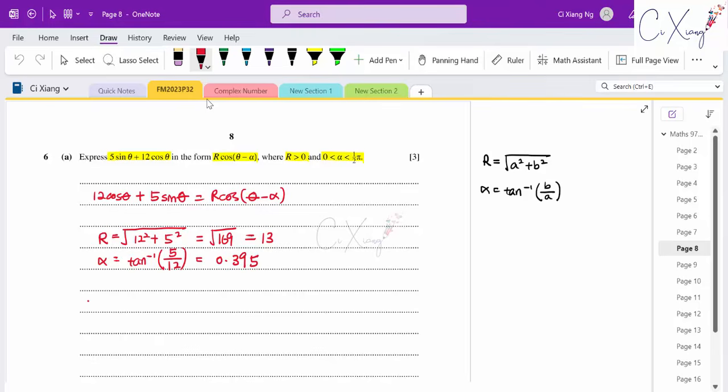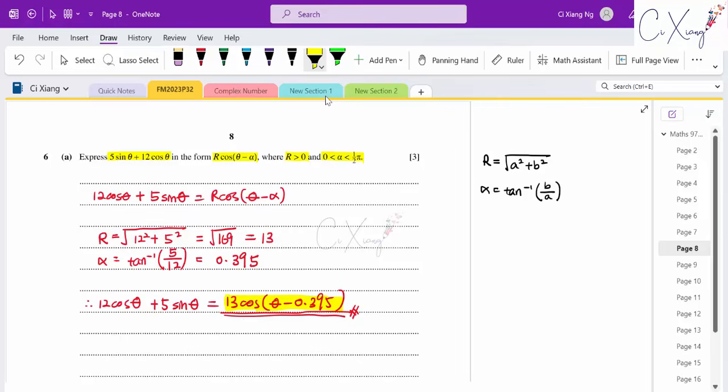Therefore, the equation that we want to show is 12 cos theta plus 5 sin theta equals r, which is 13, and then cos of theta minus alpha, so 0.395. Alright, so this is basically the expression that we can change our original 12 cos theta and 5 sin theta into.